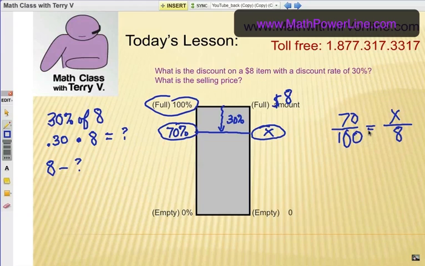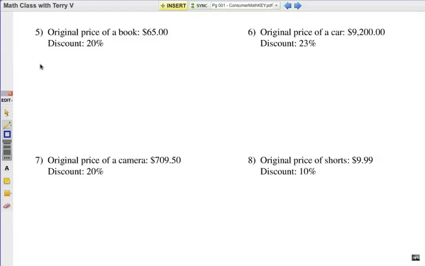Now, let's look at some examples here. On a piece of paper, give these a try, and you can use either method. But I recommend the proportion to be able to do it in one step, and then I'll show you the answers and how we do it.